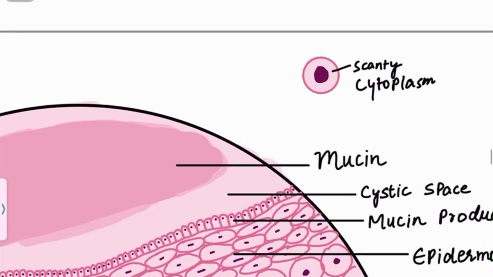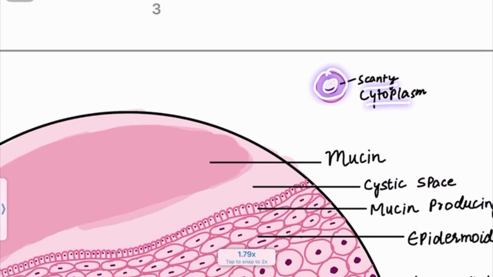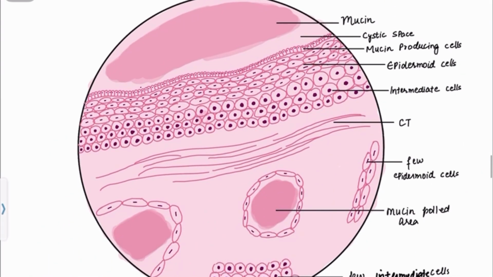How should intermediate cells look? We have to show scanty cytoplasm and a bigger nucleus. Here also we have shown the mucin pooled area.